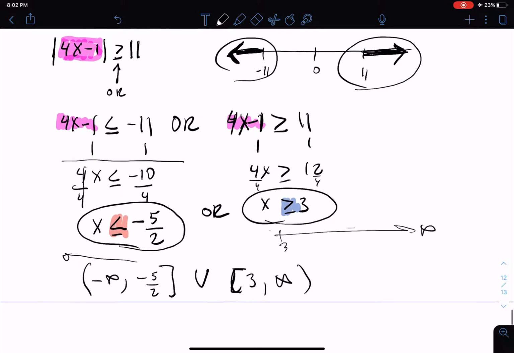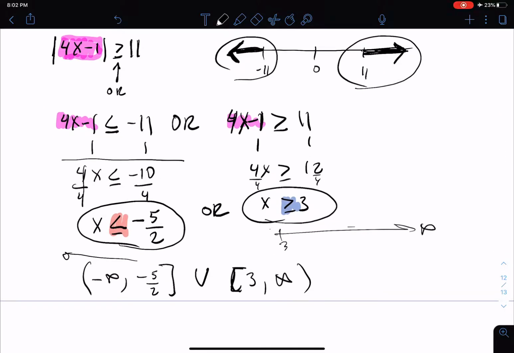We have finished a bunch of problems, and solving absolute value inequalities and equations, especially the inequalities, really is a tough section for many students. So if you're struggling, you've got to keep at it because it's definitely tough.